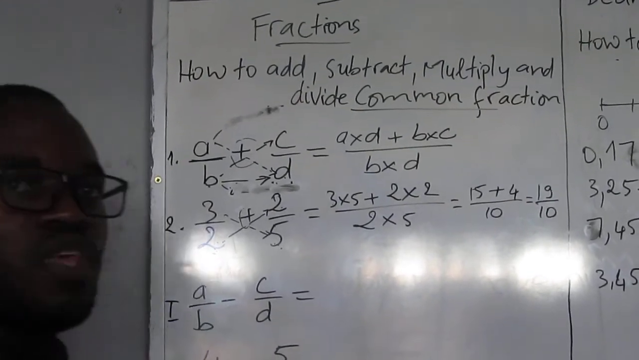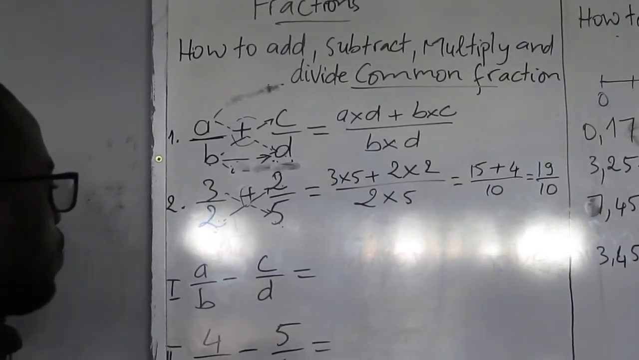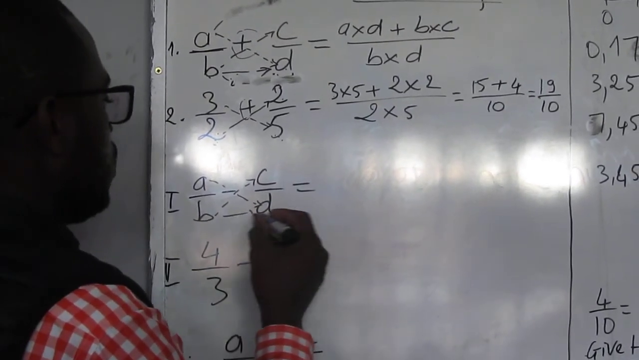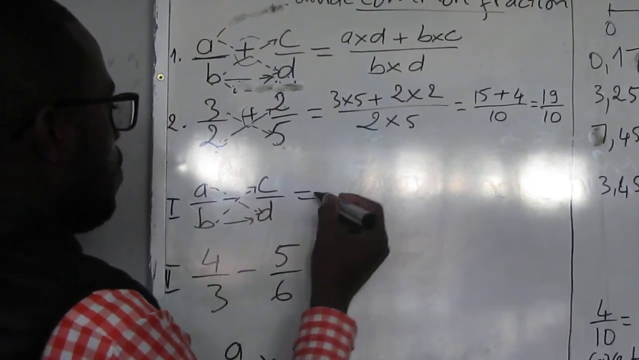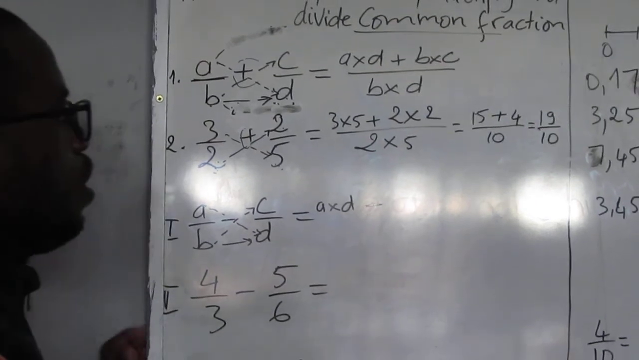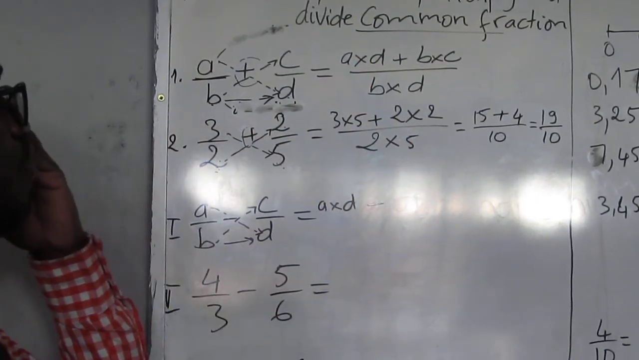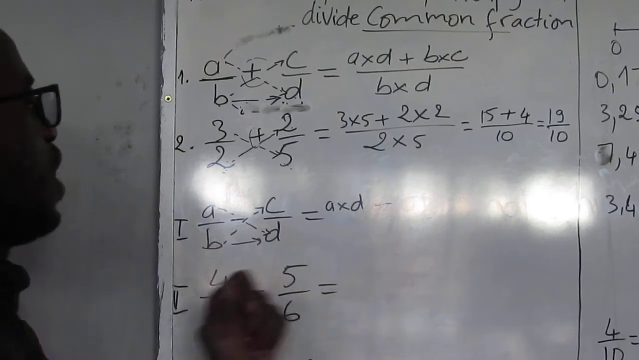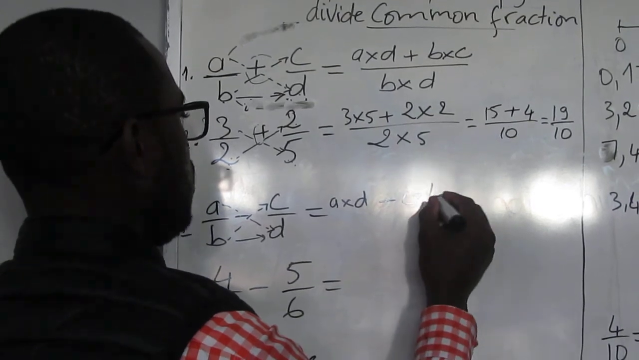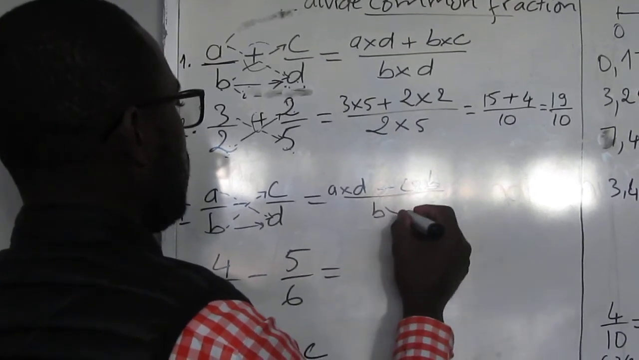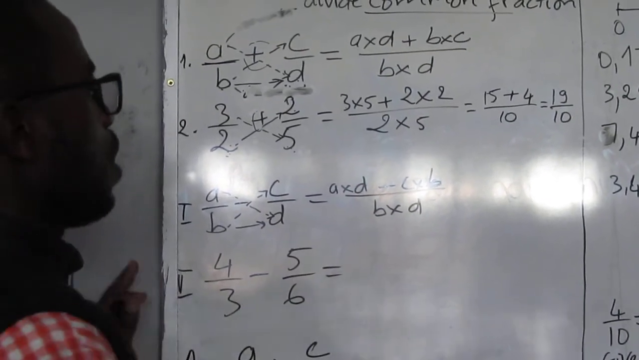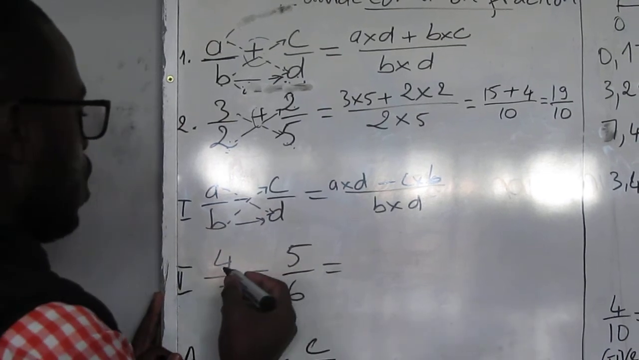It's also the same thing when it is a subtraction. With subtraction, we apply the same law, cross multiplication, we just keep the sign in the middle. A times D, as we did with addition, minus C times B, over B times D. The only difference between adding and subtracting fractions is the sign in the middle at our numerator.